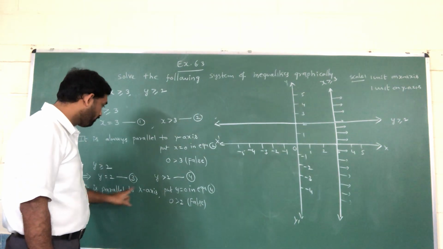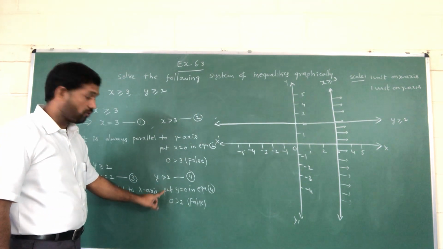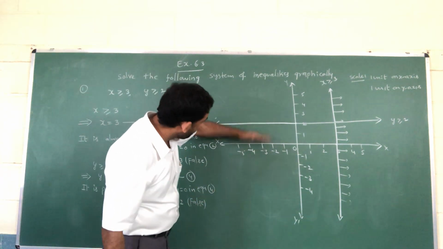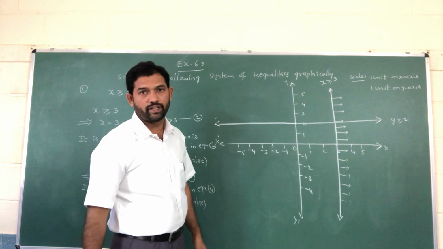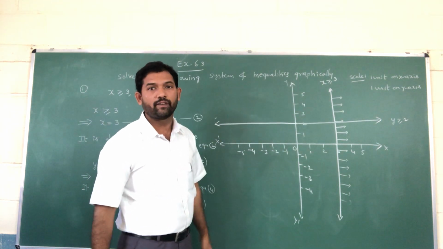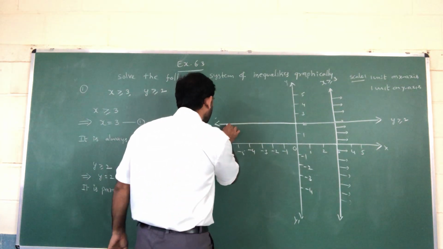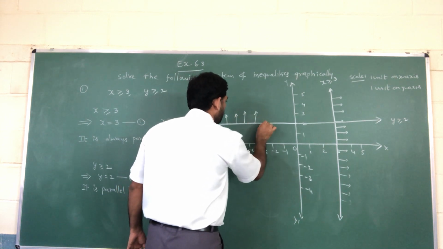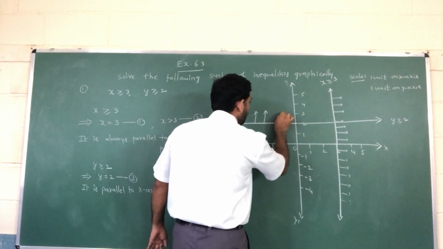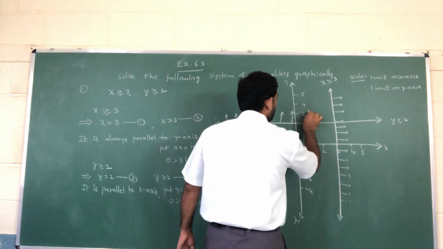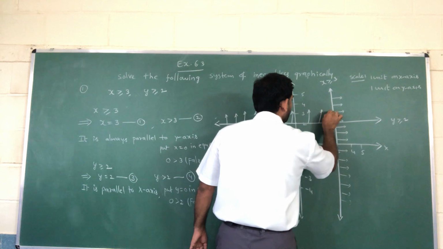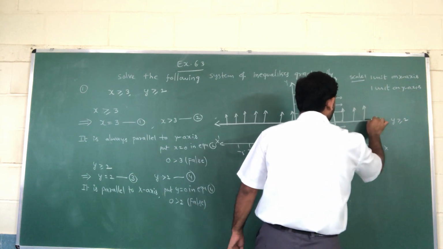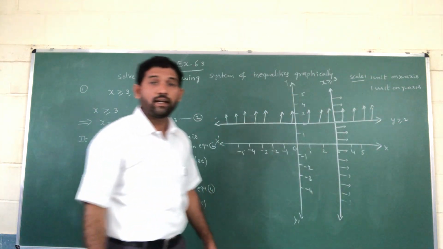So next, y greater than 2. Y greater than 2 means we are getting a false condition. Here one solution is there, above one solution is there. So false means above the line. Here the solution is there. So right, now you understand.